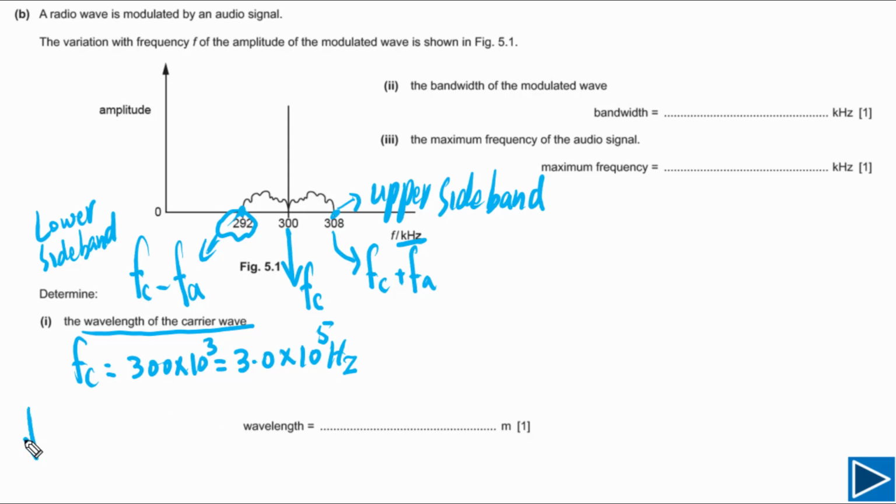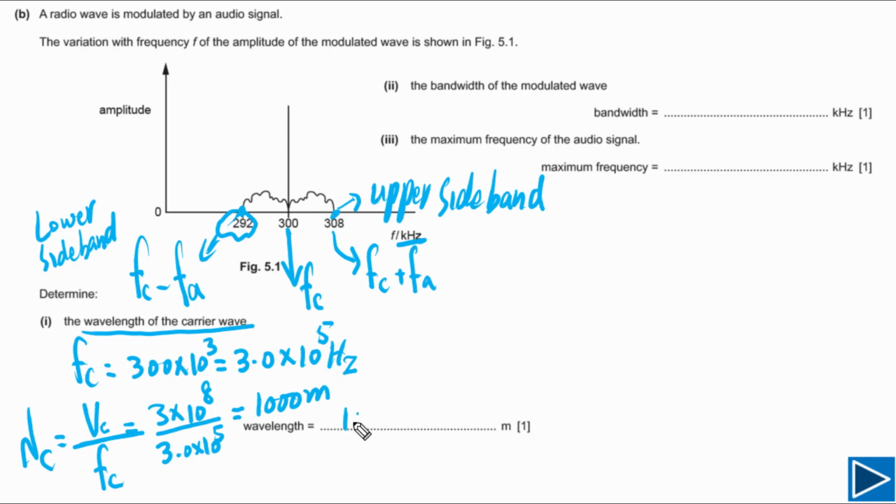Now we need to find the lambda for this carrier wave. We need to divide the speed of the radio waves, which is equal to the speed of light, by the frequency of this carrier wave. The speed of light is c, which is simply equal to 3 times 10 to the 8 meters per second. The frequency of the carrier wave we have is 3.0 times 10 to the 5 hertz. So simply our final answer will be equal to 1000 meters. So this is the wavelength of the carrier wave.